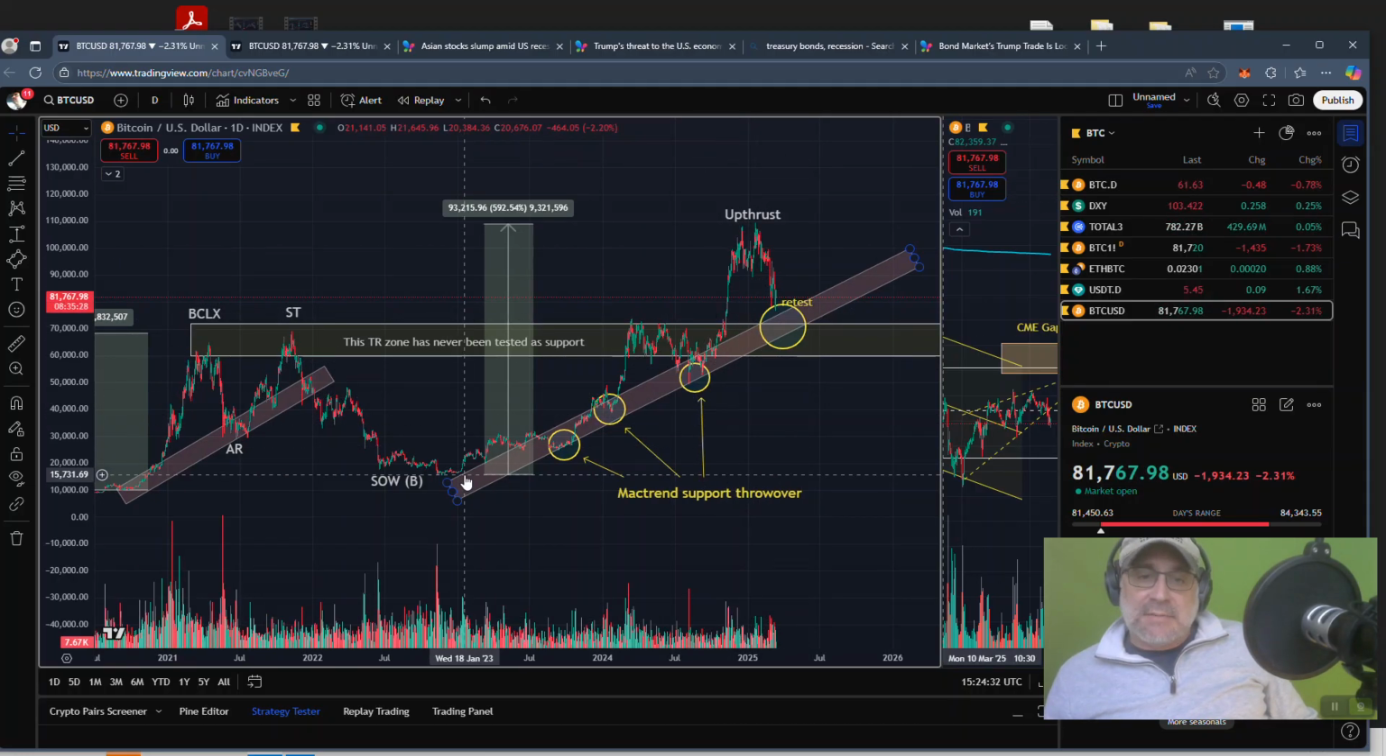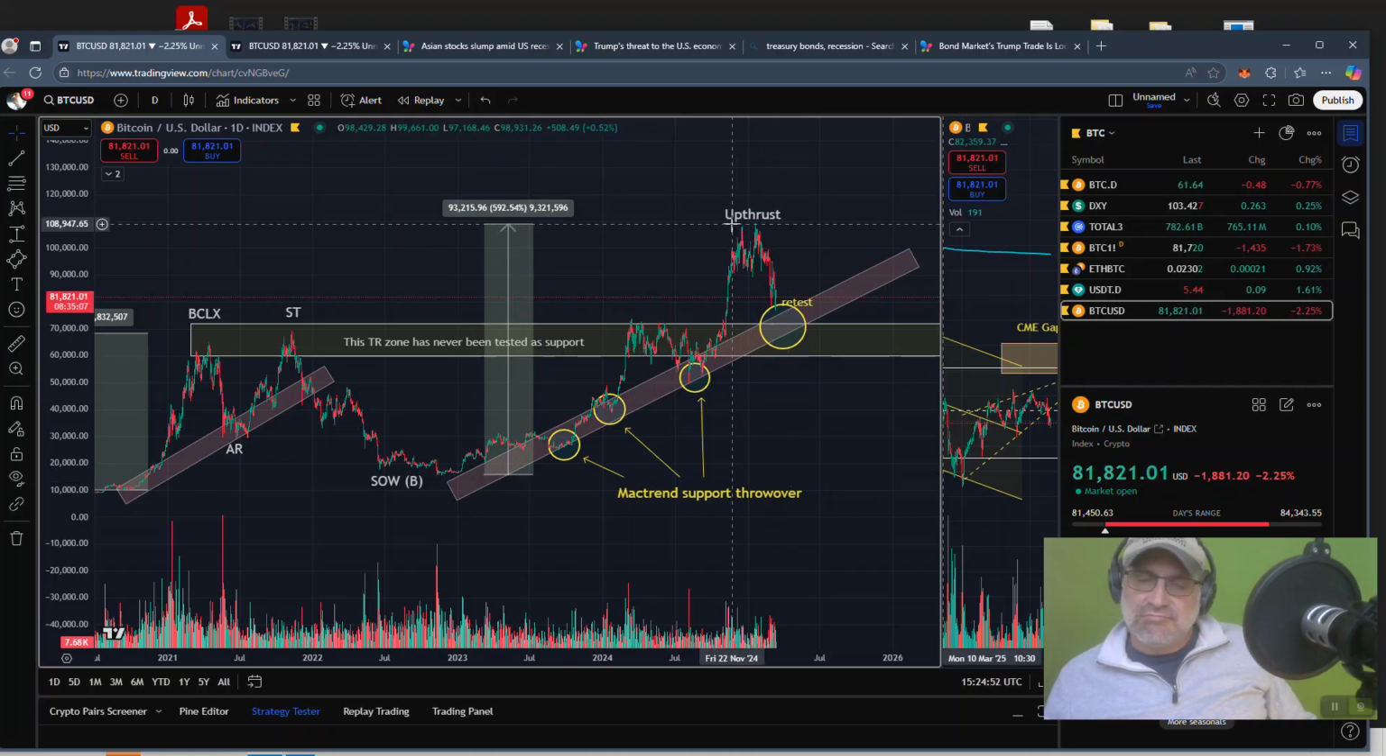Now, from the bottom, from the sign of weakness in B all the way to the apex of this rally, of this upthrust, it was almost 600%. Right? So 600% from 16 G's to 109, let's just say.